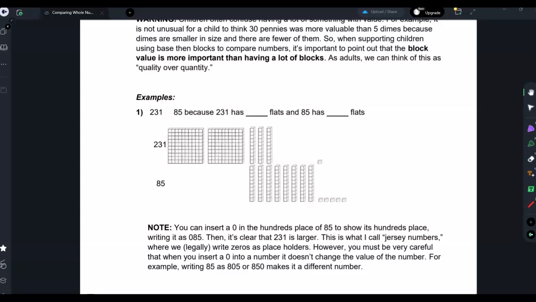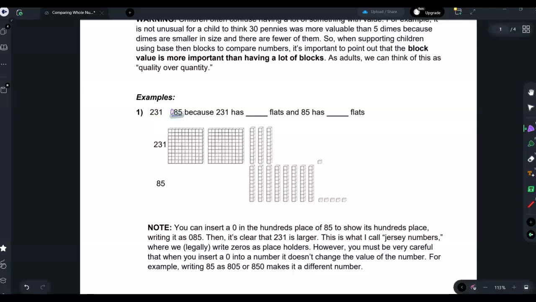We want to compare 231 and 85. We start with the leftmost place value, and we want to think of the number 85 as technically having a 0 in the hundreds place. And so that's important. It might be good to go ahead and add those zeros to make them have the same number of digits to make them easier to compare.